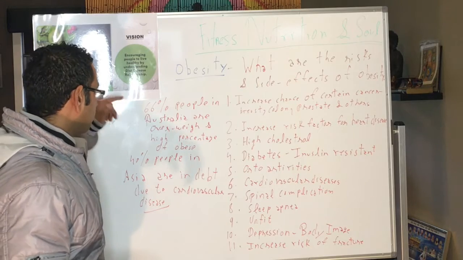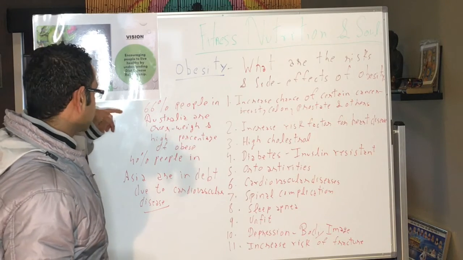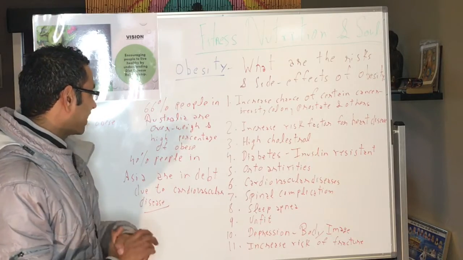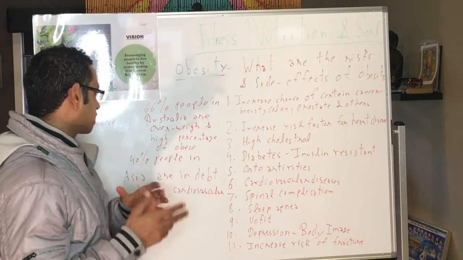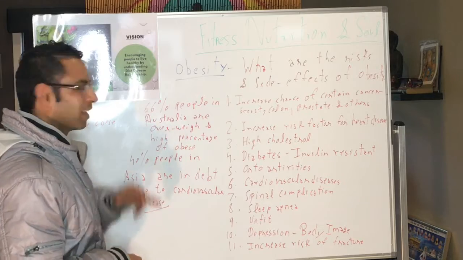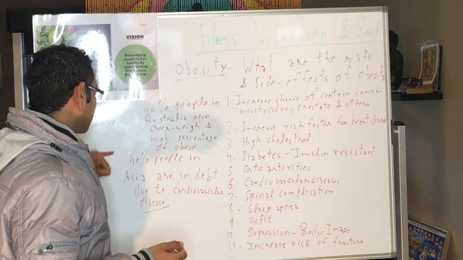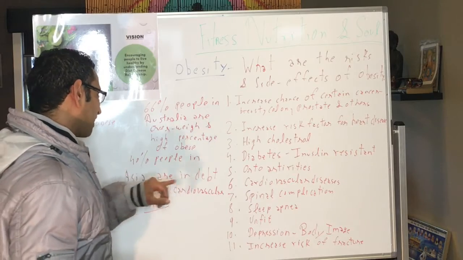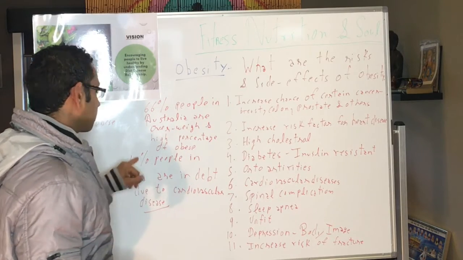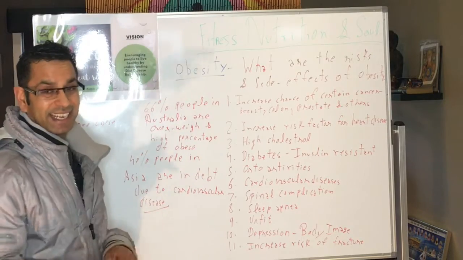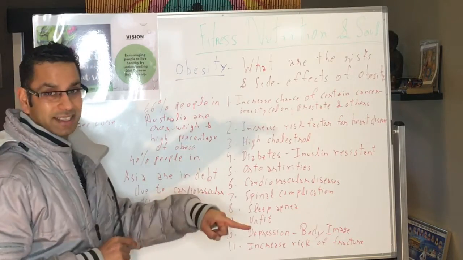These are some of the facts. Around 66% of people in Australia are overweight, and a high percentage, I think around 30% or something, are obese. I was reading another article: nearly 40% of people in the low income category are in debt due to cardiovascular diseases.